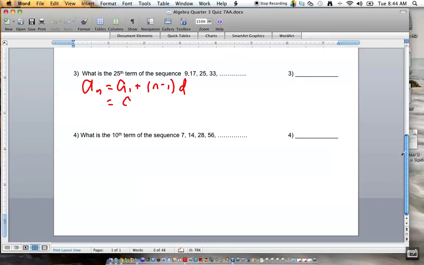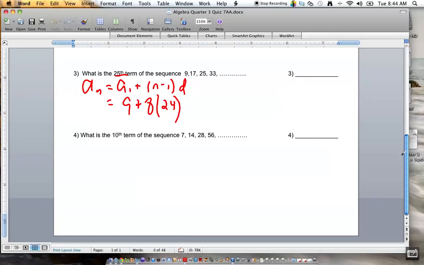In this case, the first term is 9, plus, you know I like to put the difference in front, 8, and it's the 25th term, so 24 goes there. Okay? Right? I'll let you discuss for a moment.